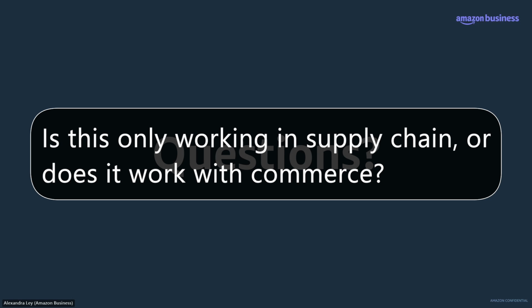One of the questions was, is this only working in supply chain, or does it work with commerce? So commerce obviously is built on top of the core supply chain capabilities in Dynamics. So if you are just using our commerce capabilities, you can certainly turn on our procurement capabilities. That's obviously just configured within the supply chain module. But certainly if you are a commerce customer, it's the same product, it's the same functionality. It's just a matter of turning it on to use within your instance there. So that's available.